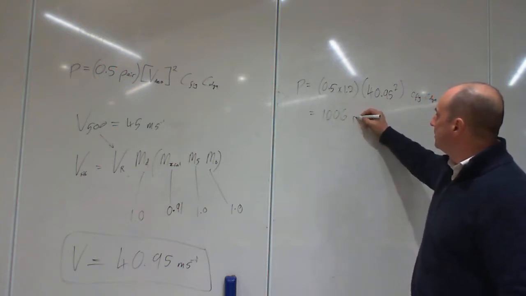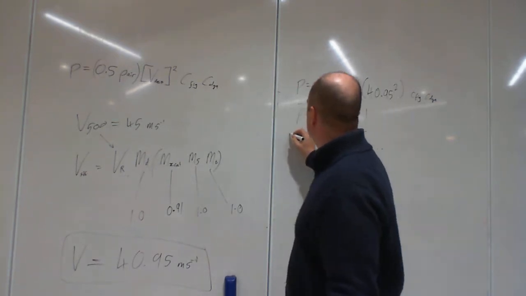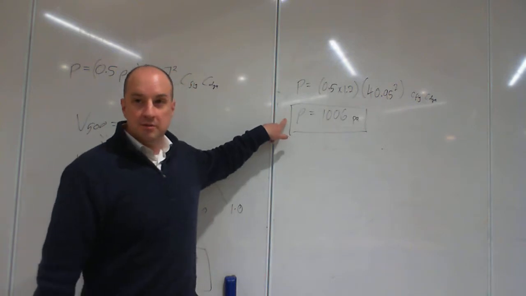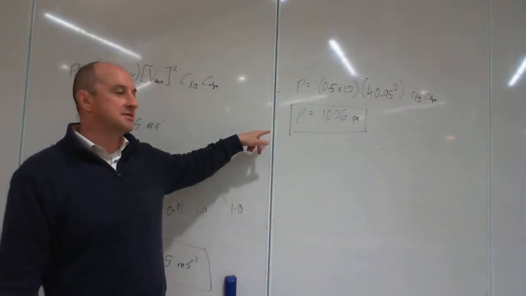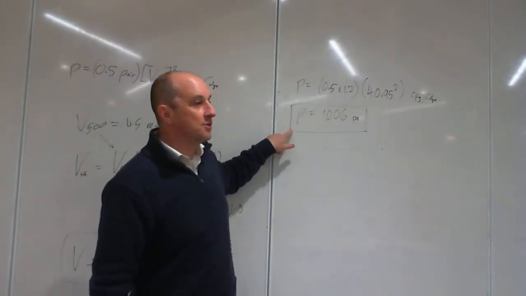That equals 1006 pascals. Okay. That's the basic wind pressure on the structure. And I say basic because we're about to modify that a thousand times in this C fig thing. But that's a number that's going to go into a whole lot of calculations.